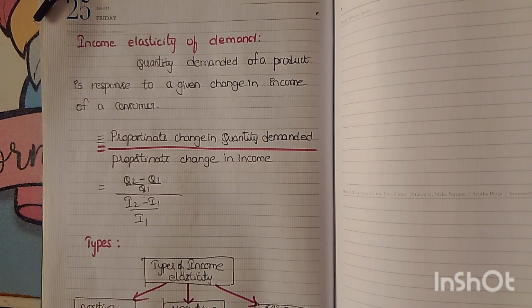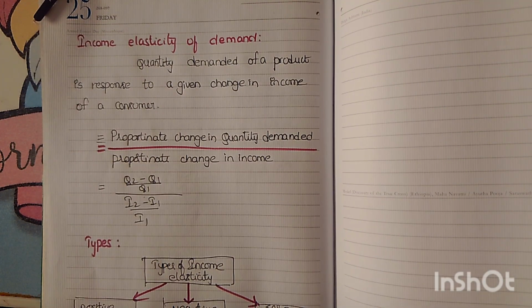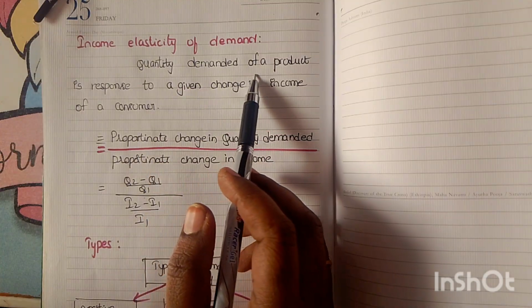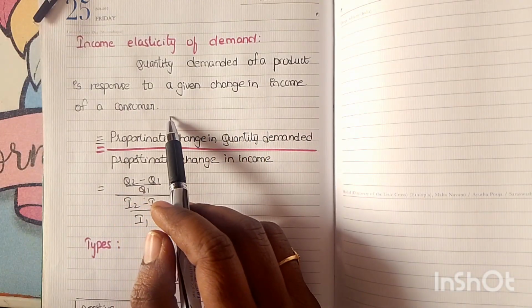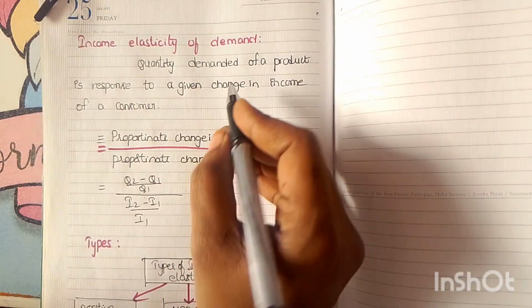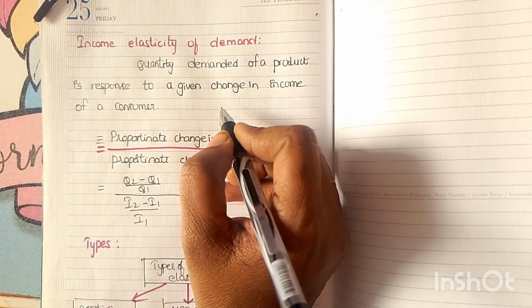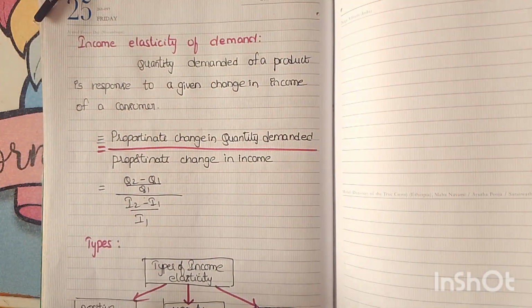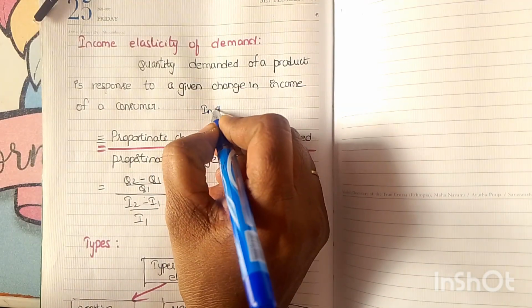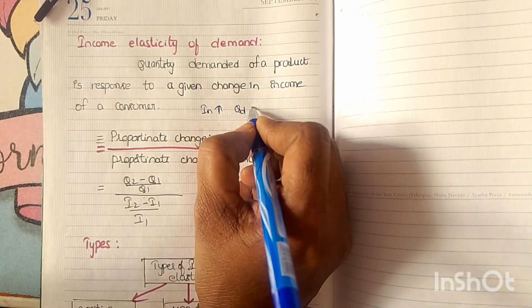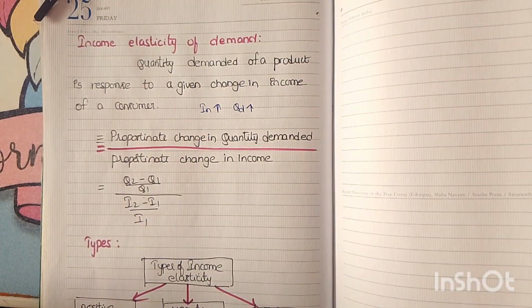In this session we will understand the concept of income elasticity of demand. So what is the income elasticity of demand? It is the change in quantity demanded of a product in response to a given change in income of a consumer. Suppose the income level of a consumer increases, then the demand for the product also increases.